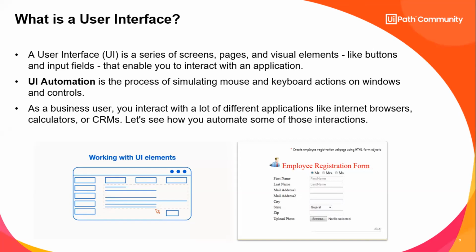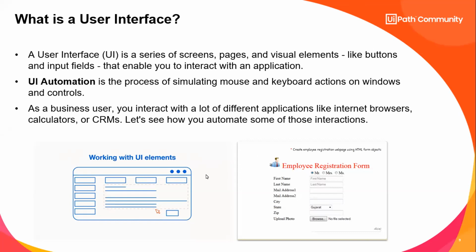If you look at the definition on the screen right now, a user interface, or UI, is a series of screens, pages, and visual elements like buttons and input fields that enables you to interact with an application. Before we actually understand what user interface automation is, let's first understand the term user interface. It is nothing but a series of pages, screens, or visual elements, like buttons and input fields, which you can see on the screen of your application that help you to interact with that particular application.